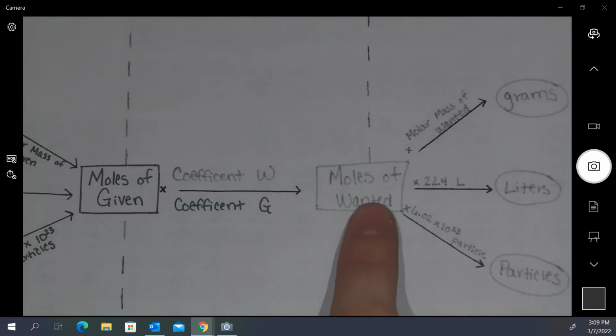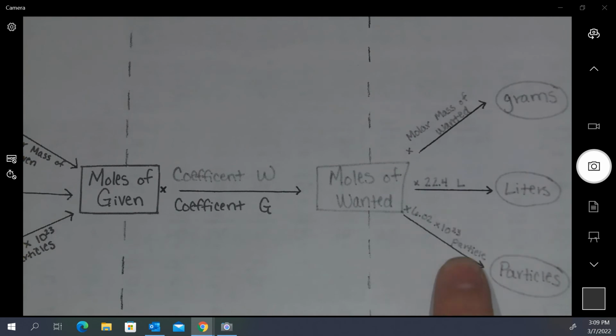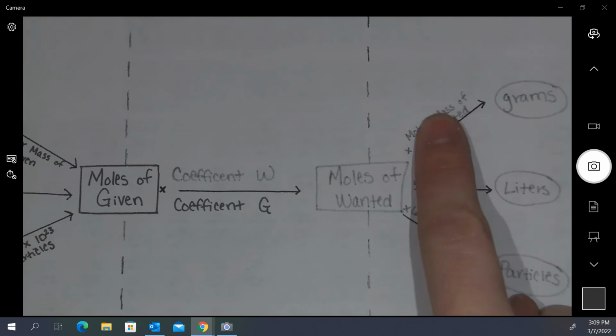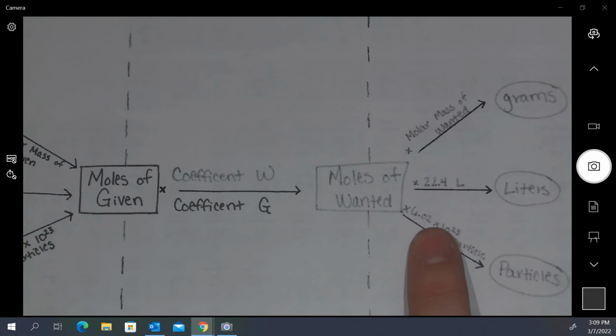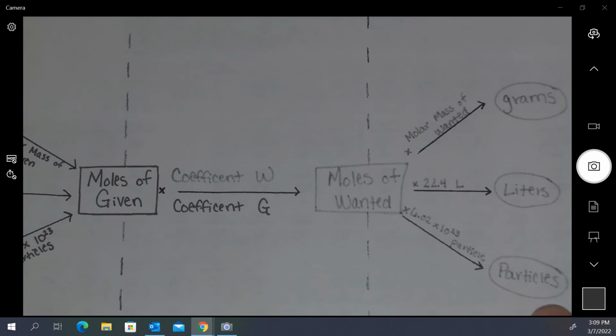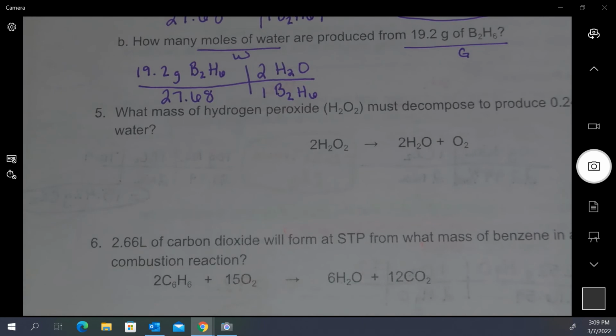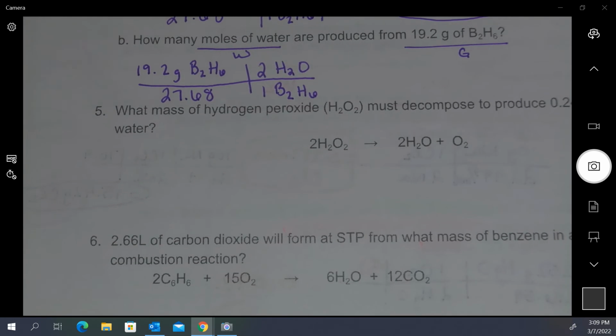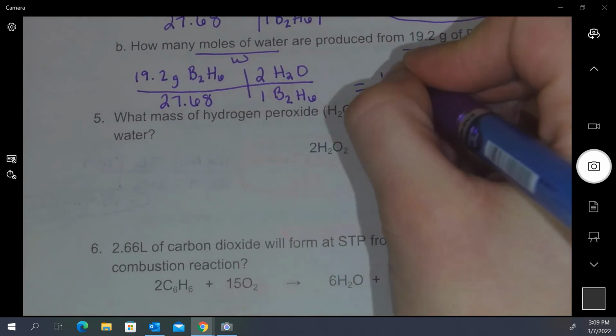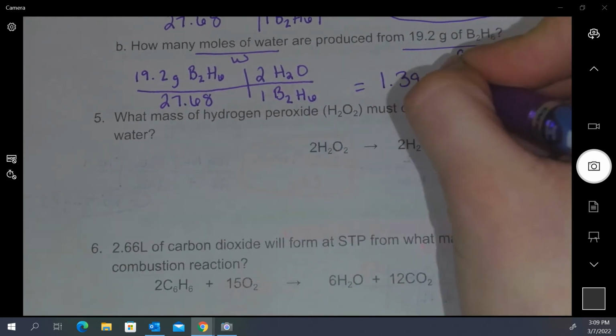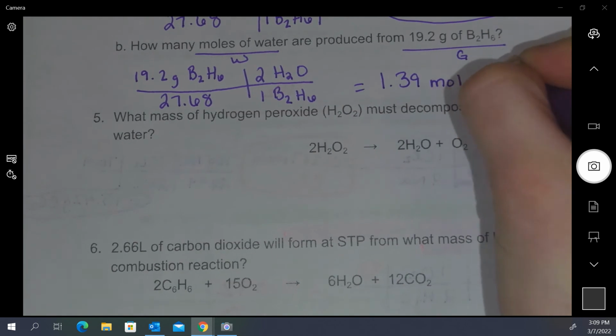Do I need to do any of these 3 if I'm solving for moles? I don't need to multiply by molar mass. I'm not trying to get to grams. I'm not trying to get to liters, and I'm not trying to get to particles. So I just let it be. So 19.2 times 2 divided by 27.68 is 1.39. And that's going to be moles of H2O.